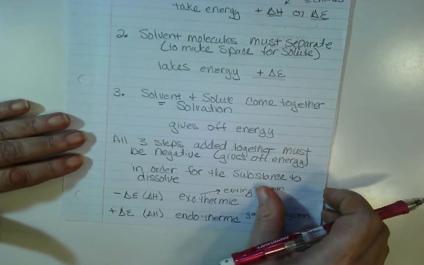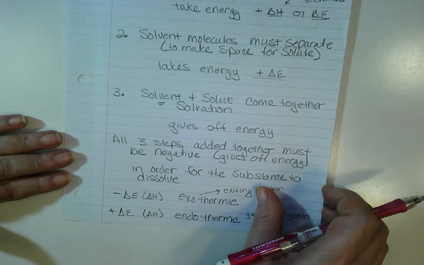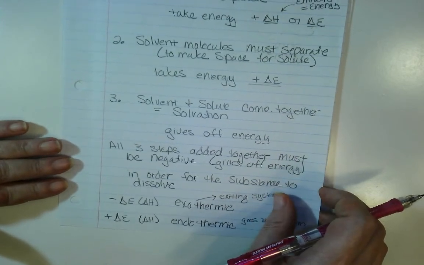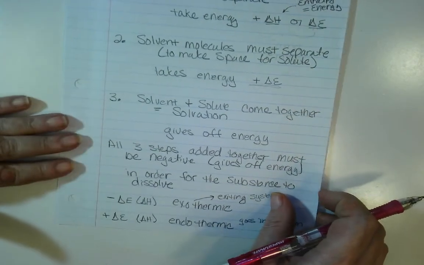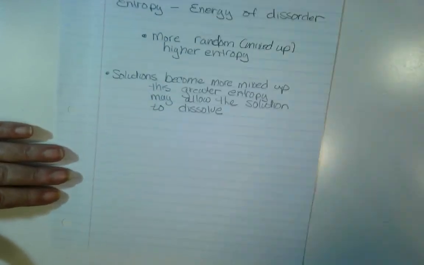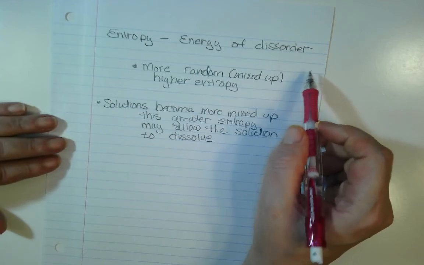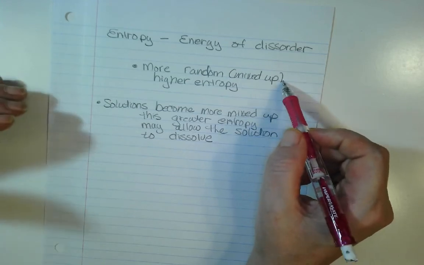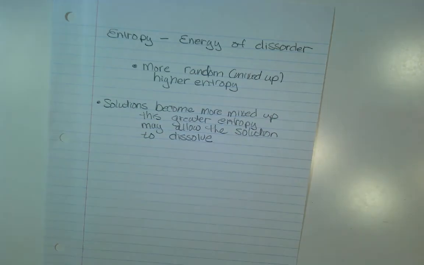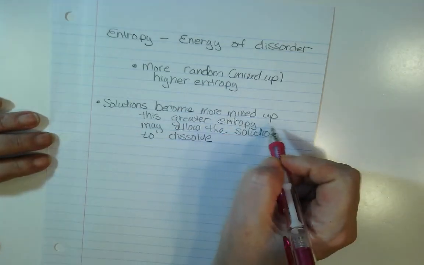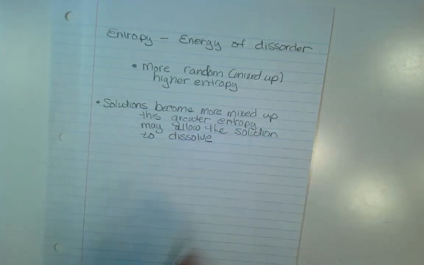But there is one thing: if it's really close to 0, and it's still positive, remember we want an exothermic number, we might be able to overcome that with entropy, which is the energy of disorder. So the more random it is, the more mixed up it is, the higher the entropy, which lowers the energy. So solutions become more mixed up, which gives it a greater entropy, and this may allow a solution that's very close to that exothermic line to dissolve.